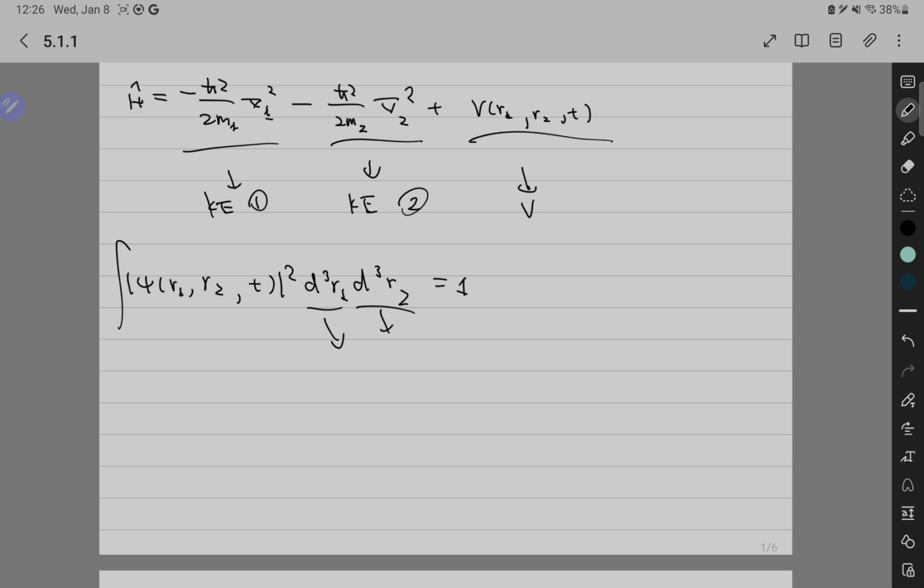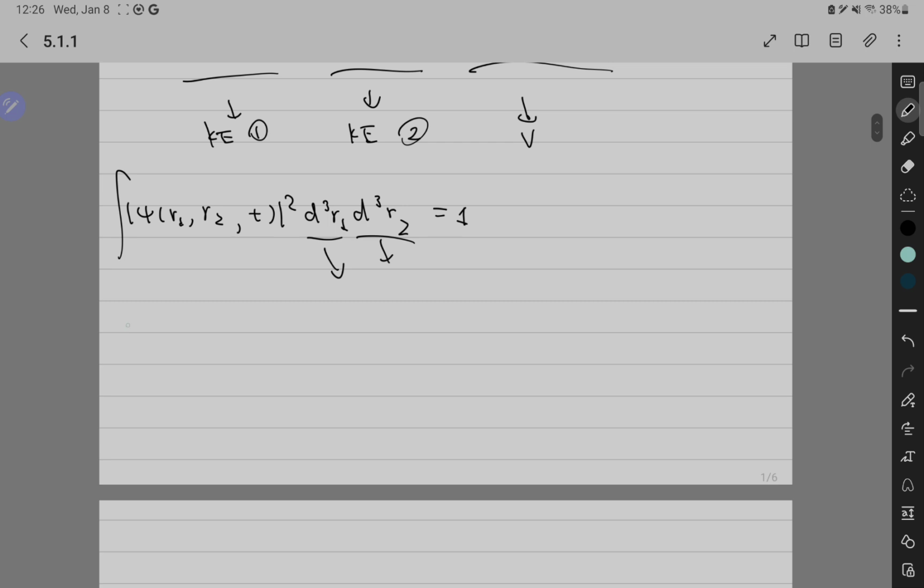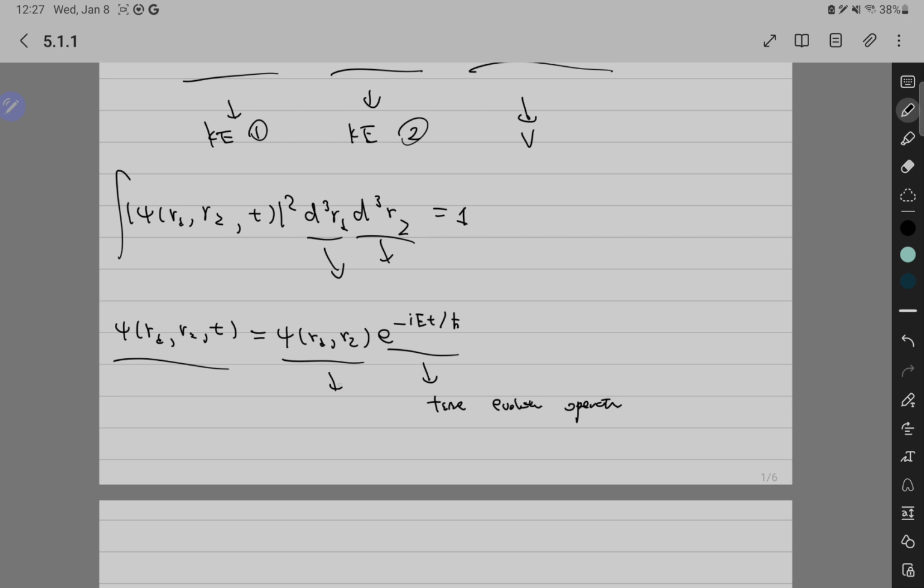So for a time independent potential, we have phi(r1, r2, t). So this is a time dependent wave function. This can be written as psi(r1, r2) e^(-iEt/ħ), where this right here is a time evolution operator, and this is a spatial solution.